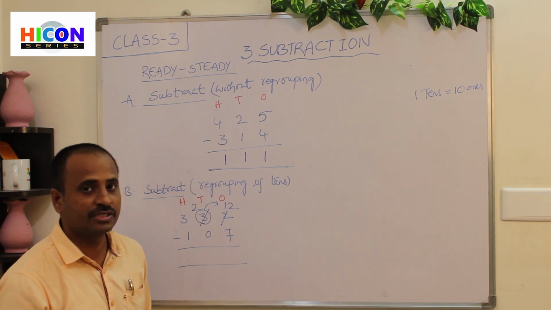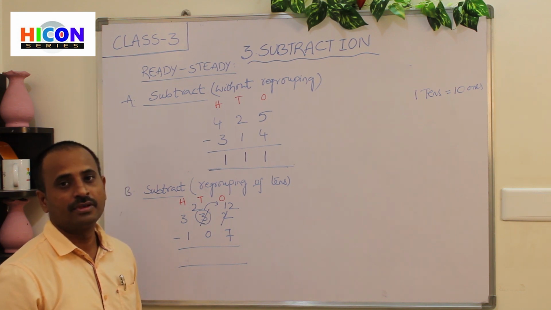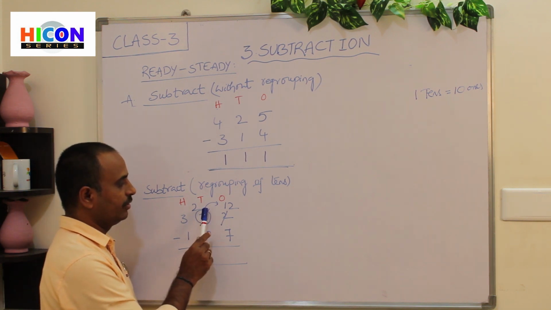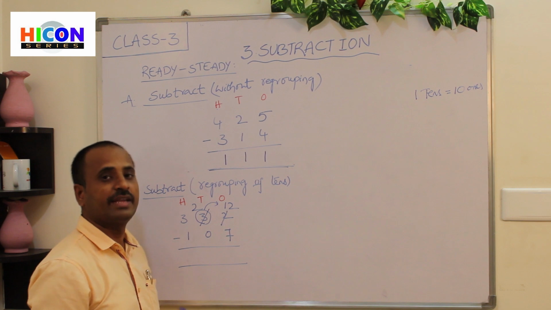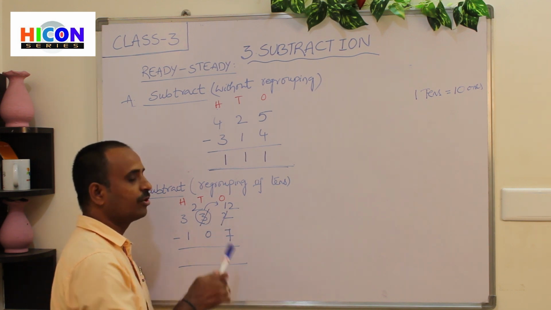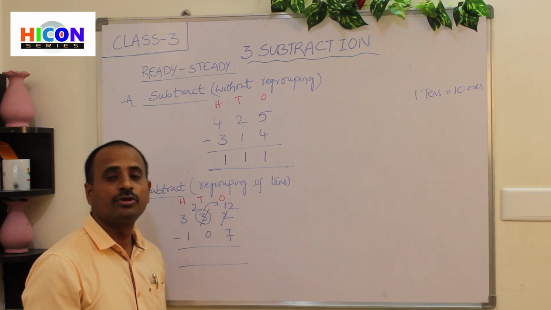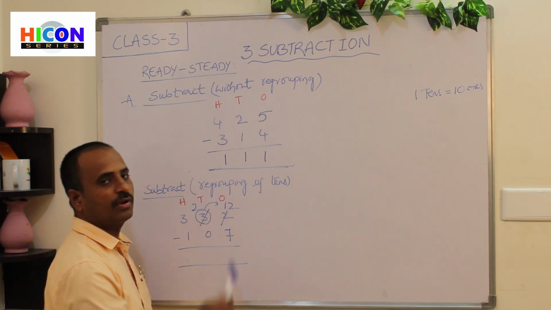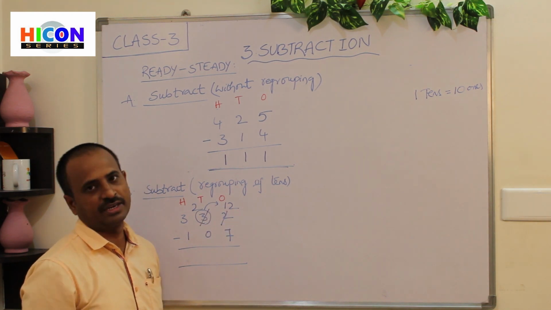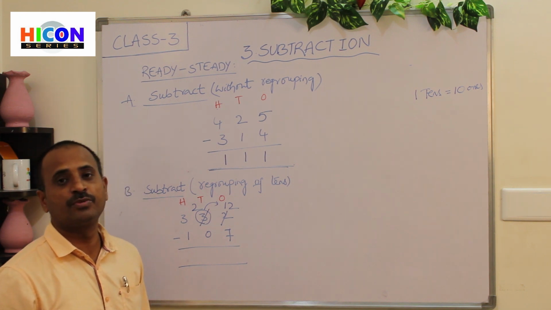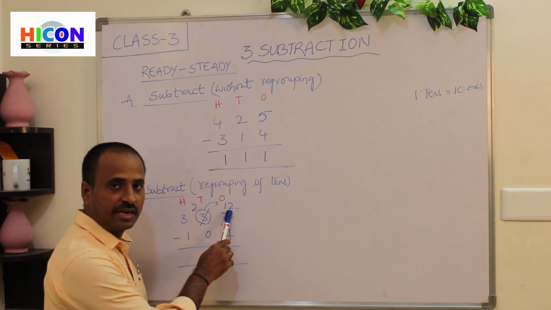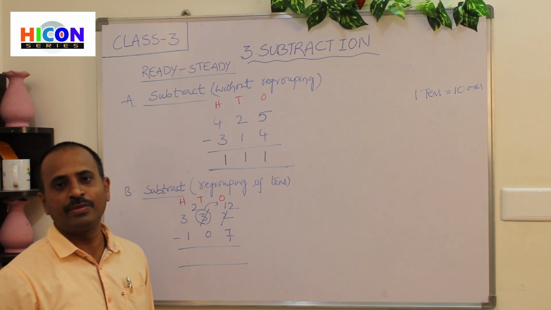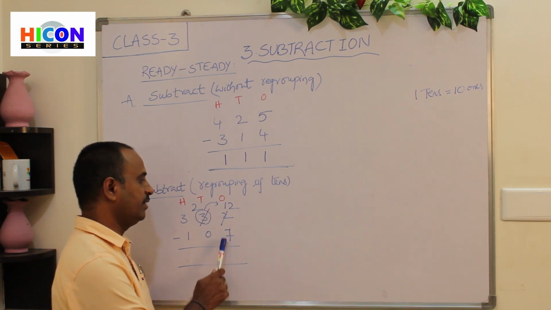So children, do you understand how to carry? If you carry 1 ten to the ones place, it will become 10 ones. Already there are 2 ones. So 10 ones and 2 ones, total 12 ones. Now do the subtraction. Now the subtraction will be possible because 12 is the greater number, 7 is the smaller number. We can subtract 7 from 12.